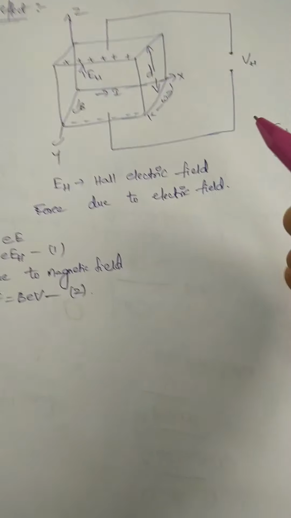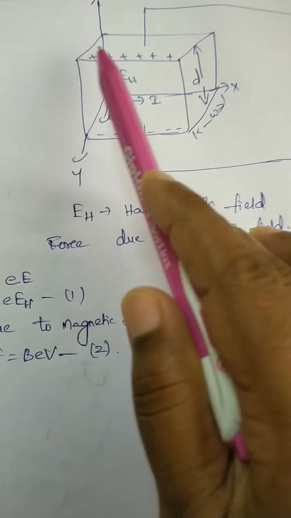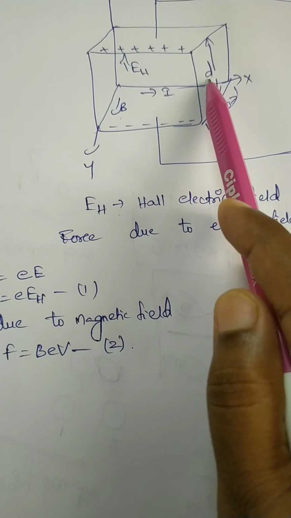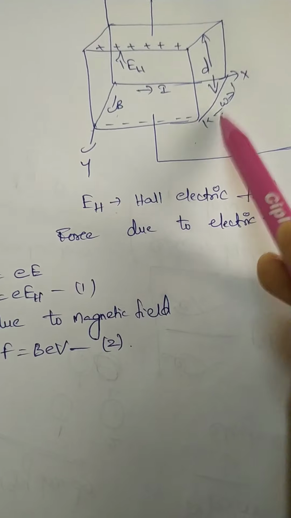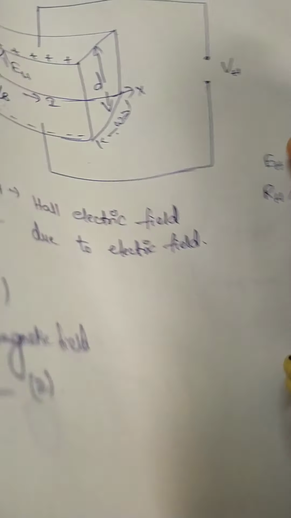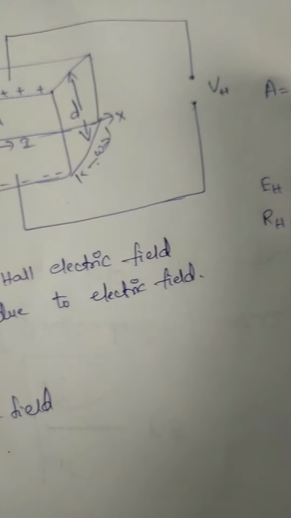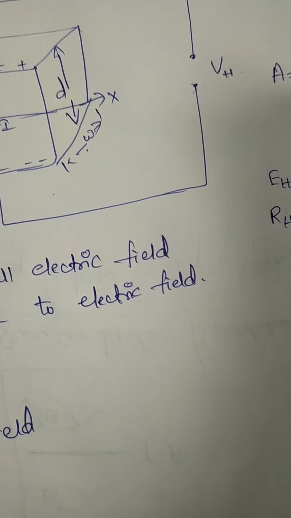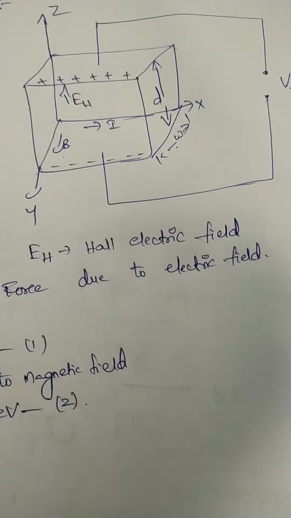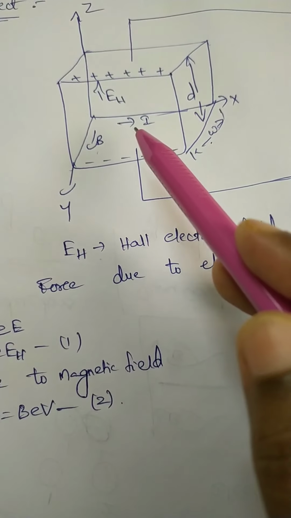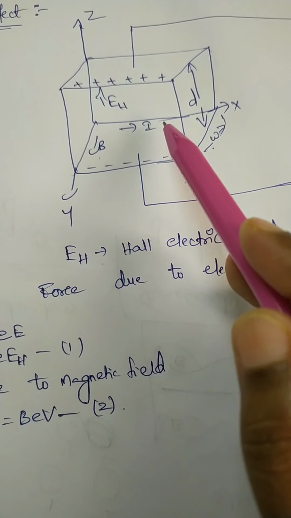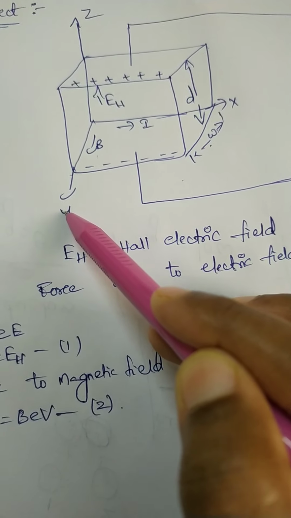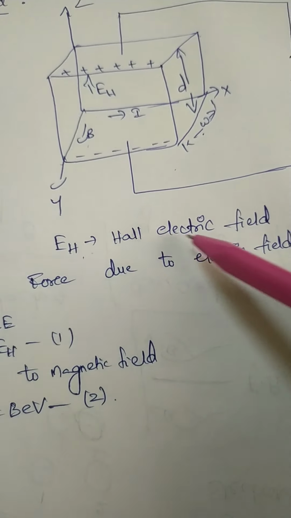Here we are considering a semiconductor slab of thickness d and width W. So what is the area of the semiconductor? A is equal to length into breadth, that is d into W. So the area is represented as dW. Here the current I is in the x direction, and the magnetic field B is in the y direction. EH is the Hall electric field.